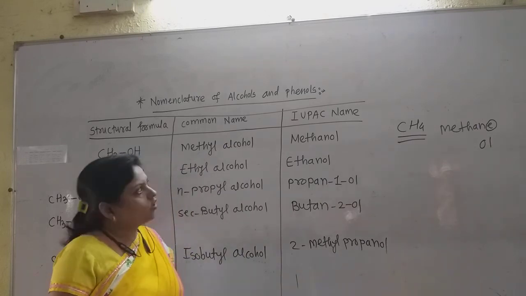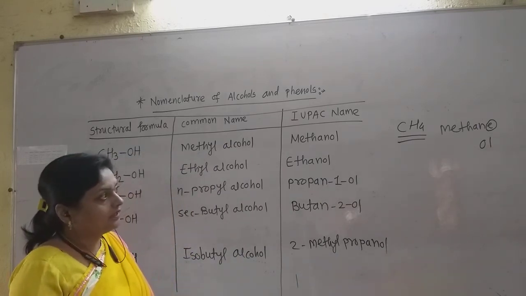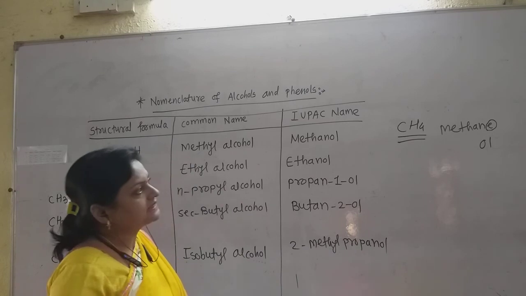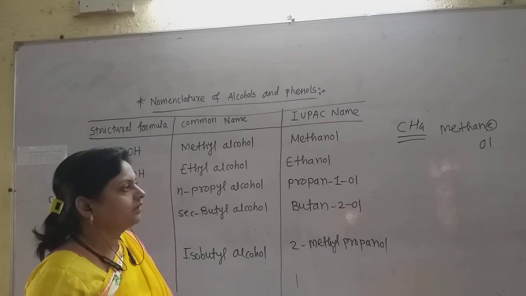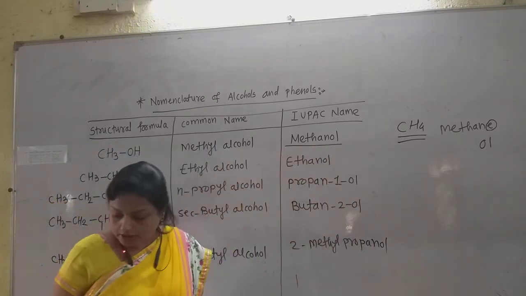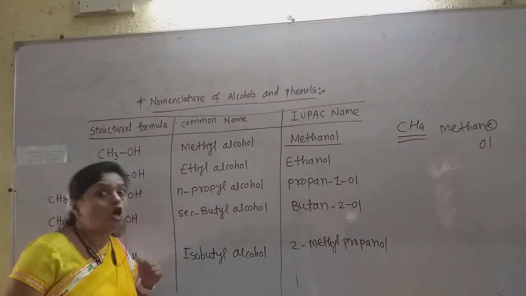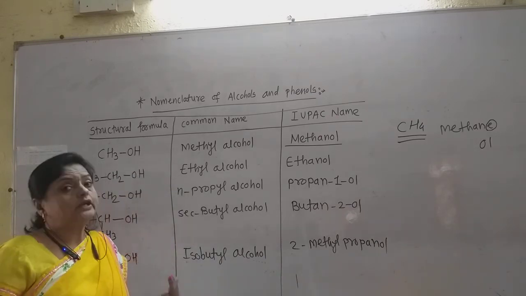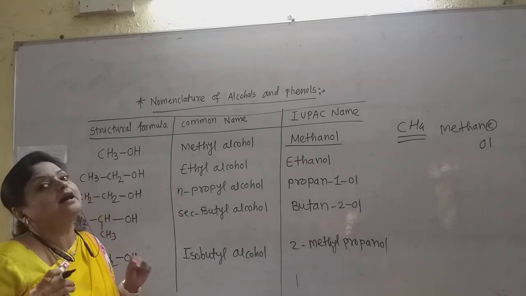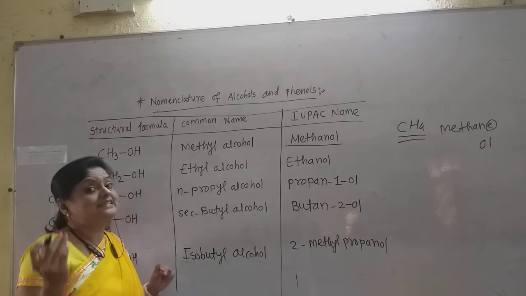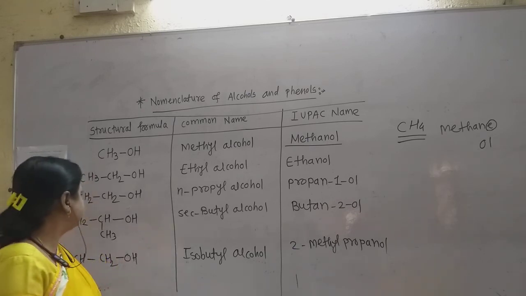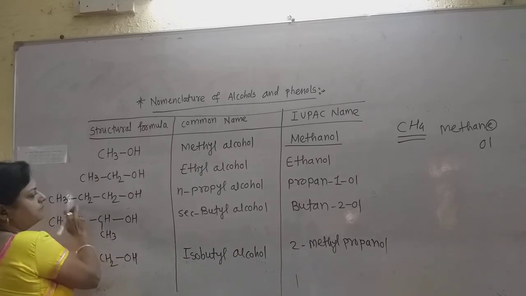Now what is the IUPAC name of this alcohol? If we replace the suffix E of the parent alkane by OL, that becomes methanol. So the IUPAC name of this simplest alcohol, methyl alcohol, is methanol. But if there are 3 or more carbon atoms, then we must number the carbon atoms from that side which has the nearest OH group. For example, see the third example here.